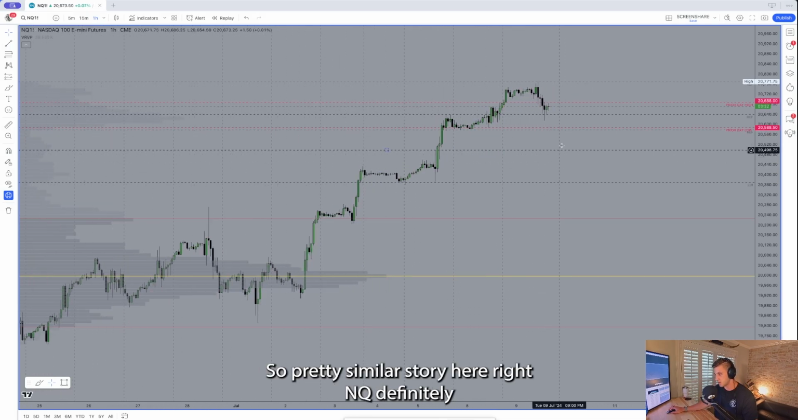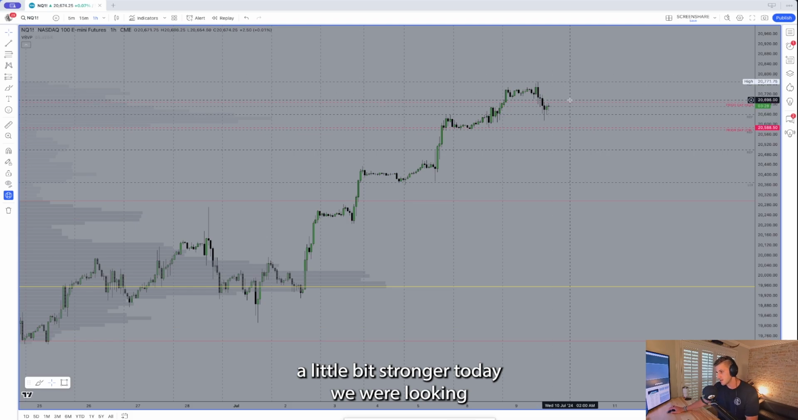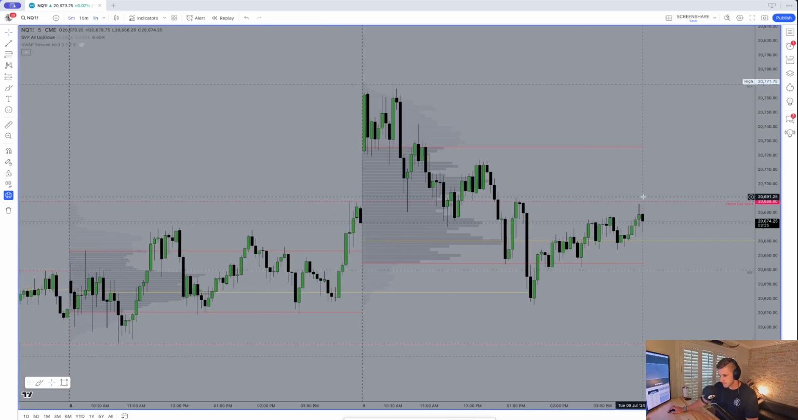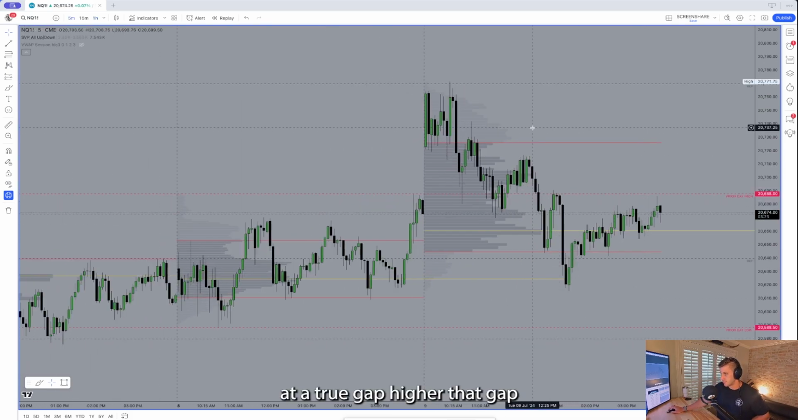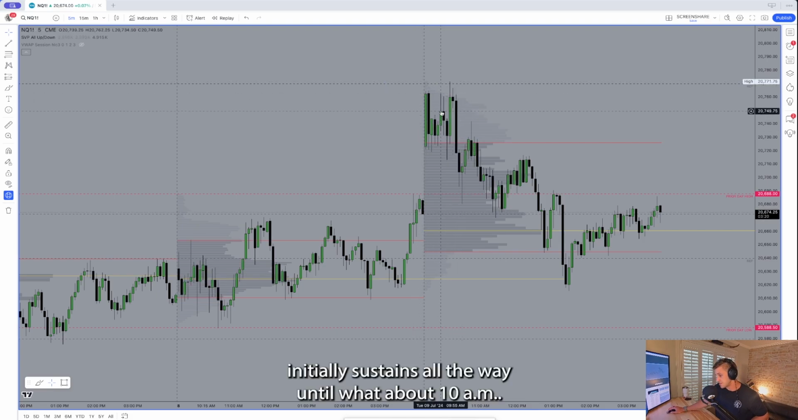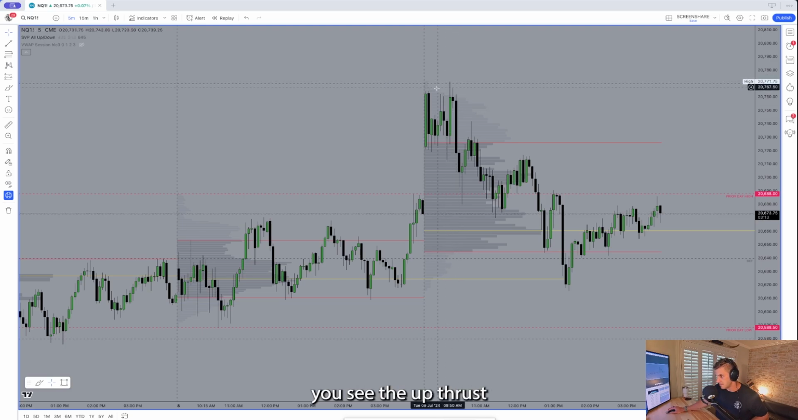So pretty similar story here, right? NQ definitely a little bit stronger today. We were looking at a true gap higher. That gap initially sustains all the way until about 10 a.m. Yeah, a little bit after 10 a.m., you see the up thrust right through here, right?